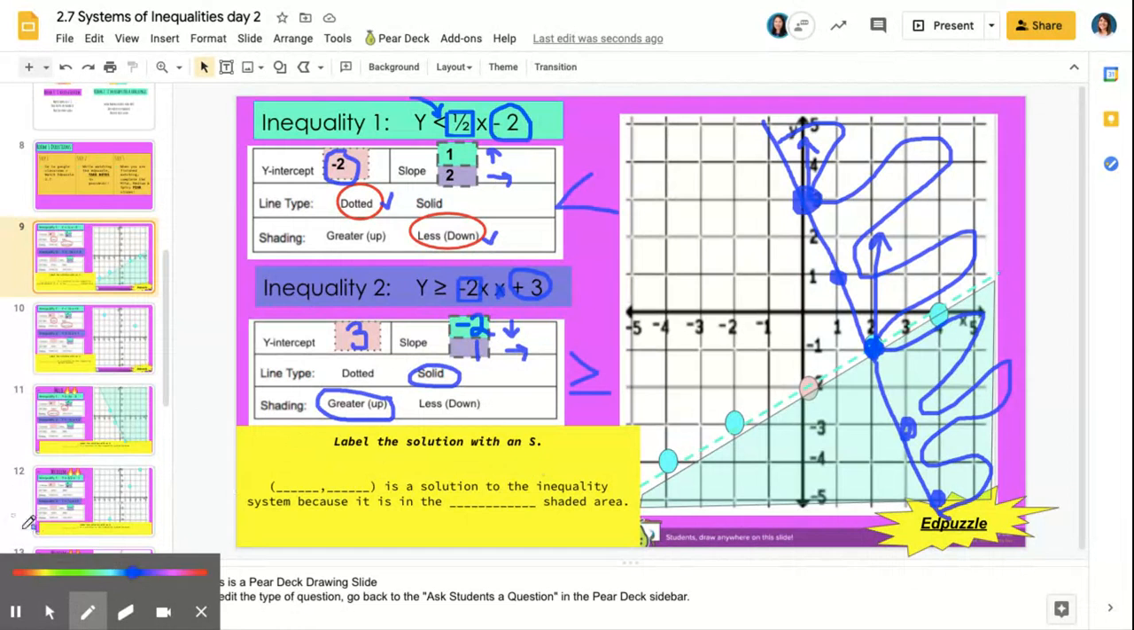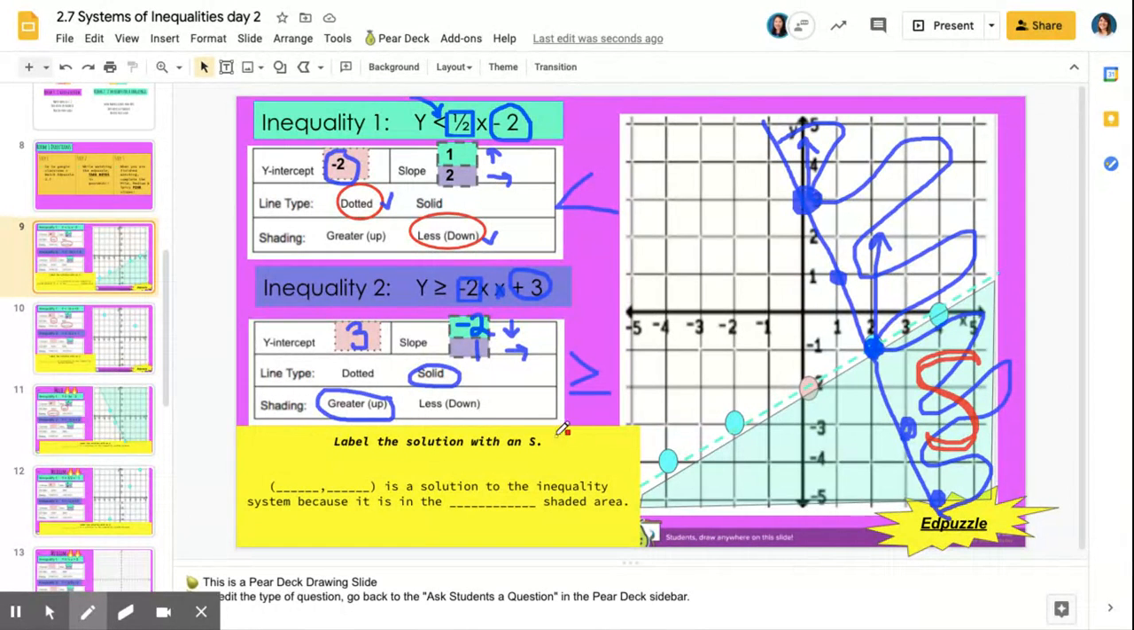So now let's look at the bottom. We need to label our solution with an S. Remember, the solution is where the double shadings are overlapping. So I see this light blue shading, then I see this purple squiggle shading that I just put in. So they overlap right here. So this is where my solution space is.